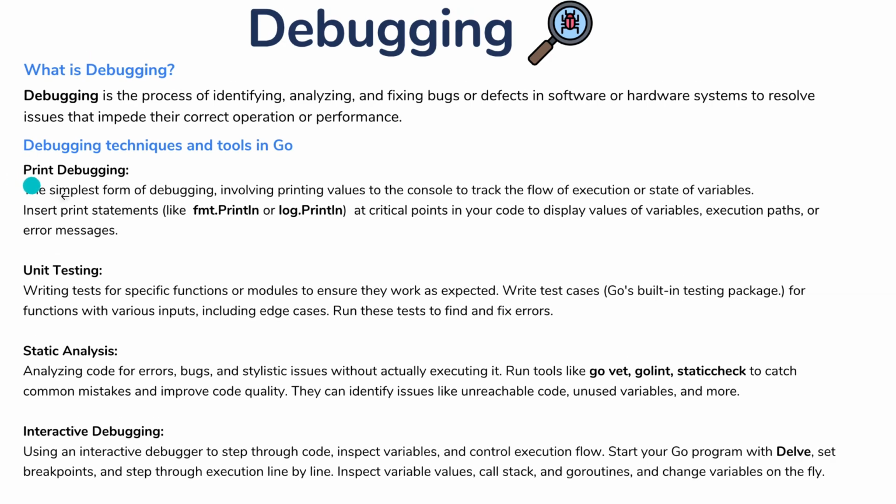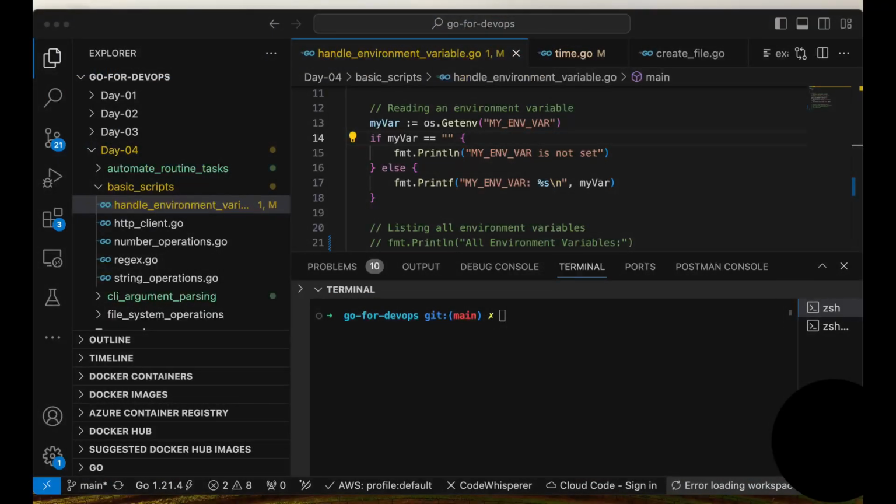Now let's learn about the debugging techniques and tools using Go. First is print debugging, the simplest form of debugging, which involves printing values to the console to track the flow of execution or the state of the variables. Use prints like fmt.Println or log.Println at critical points in your code to display values of variables, execution paths or error messages. For example, here I'm printing the values to make sure that the variable is set or not, or just printing the value of variables to see whether they print properly or not. This is a form of debugging that you can utilize.